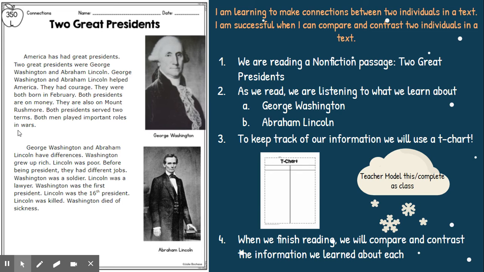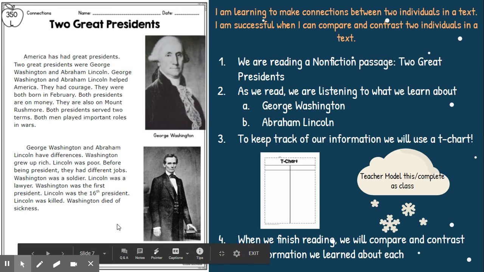What things did you hear that they had in common? Something I heard was that they both served 2 terms as president. What about things that were different? Things that contrast them? One thing I heard was that Washington was the first president and Lincoln was the 16th president. That's something that they have not in common. It's different.